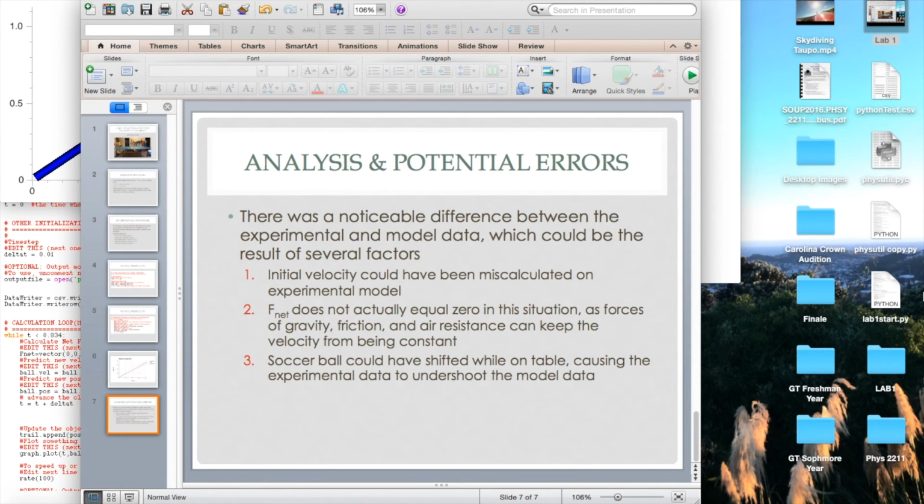This could be due to initial velocity being miscalculated in the experimental model. In addition, the net force does not actually equal 0 in this situation, as forces of gravity, friction, and air resistance can keep velocity from being constant. And the soccer ball could have shifted while on the table, causing the experimental data to undershoot the model data as seen in the comparison.